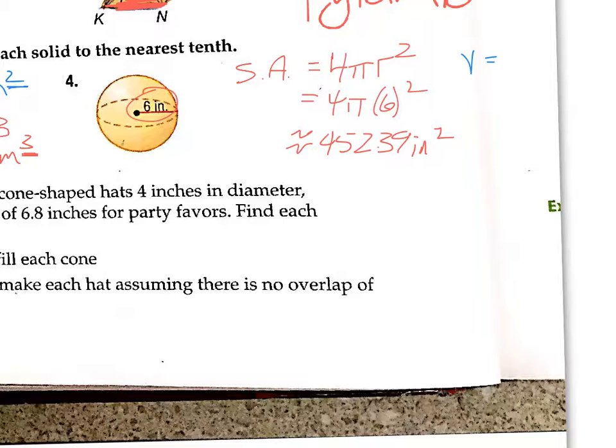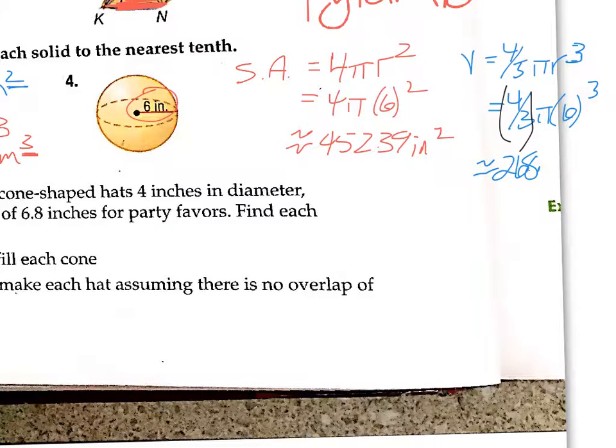Then the volume formula is 4/3 pi r cubed. So you do 4/3 pi, again 6 cubed. So again, use your calculator. When using your calculator, put the 4/3 in parentheses too. So parentheses 4 divided by 3, times pi, times 6 raised to the third power, and we get approximately 268.08 inches cubed for volume.